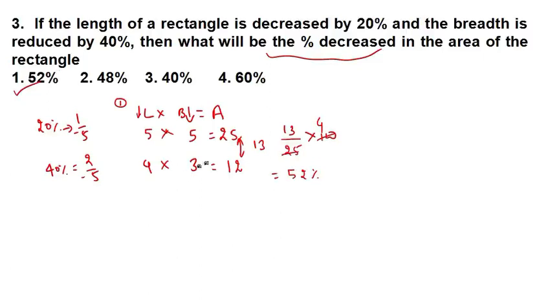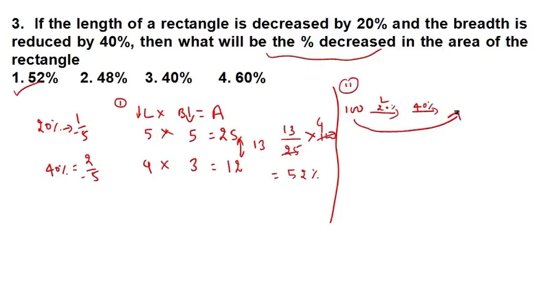Got my point? Now I want to do this with the second method. See, if I apply second method, how it will be? Second method. Here I'll assume my area to be 100. Now it has said that length and breadth, length got reduced by 20% and breadth got reduced by 40%. So what will be the net effect? It is asking if these two processes happen, then what will be the net effect?